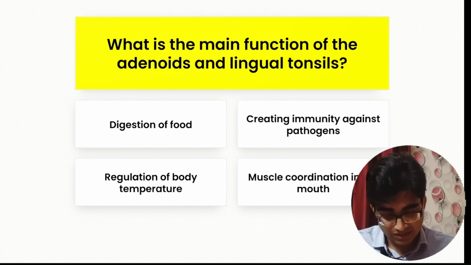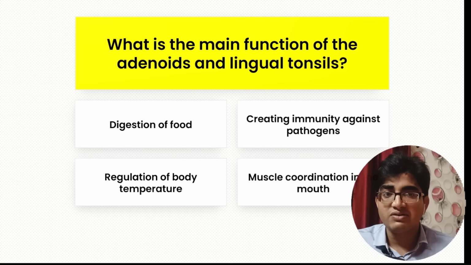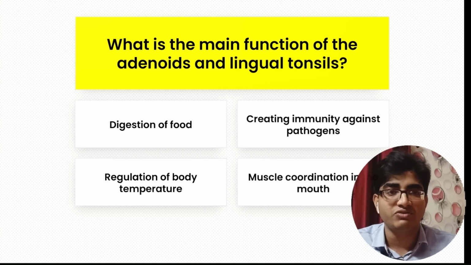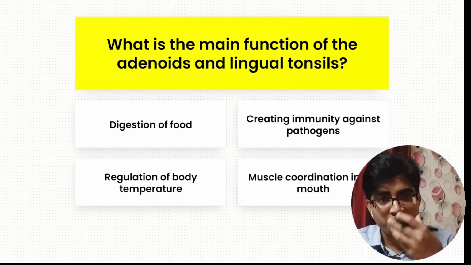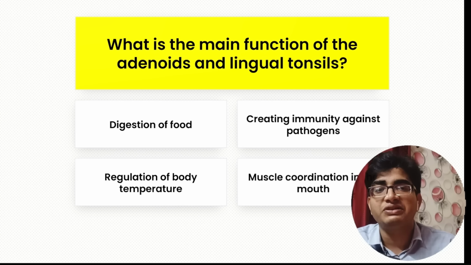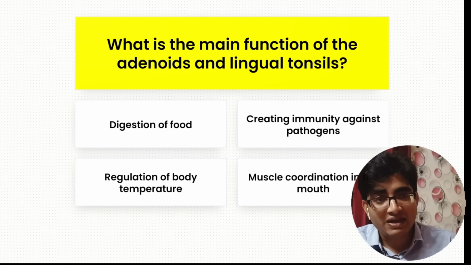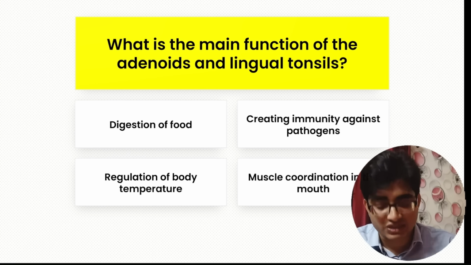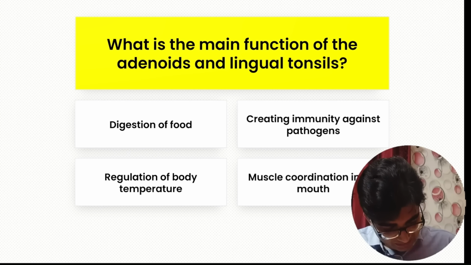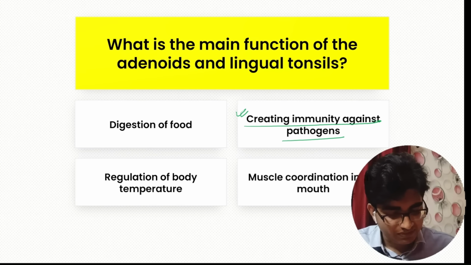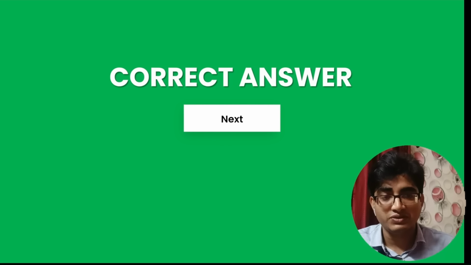Next question. What is the main function of the adenoids and lingual tonsils? Obviously, each and every tonsillar or lymphoid tissue in Waldeyer's ring acts to strengthen our immunity, acts as a protective sentinel for host defenses. So obviously, the answer should go with creating immunity against pathogens. That is the correct option to go with.